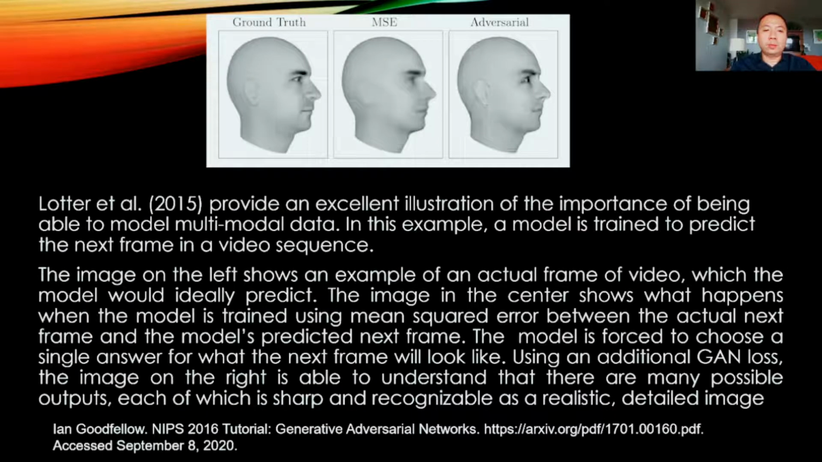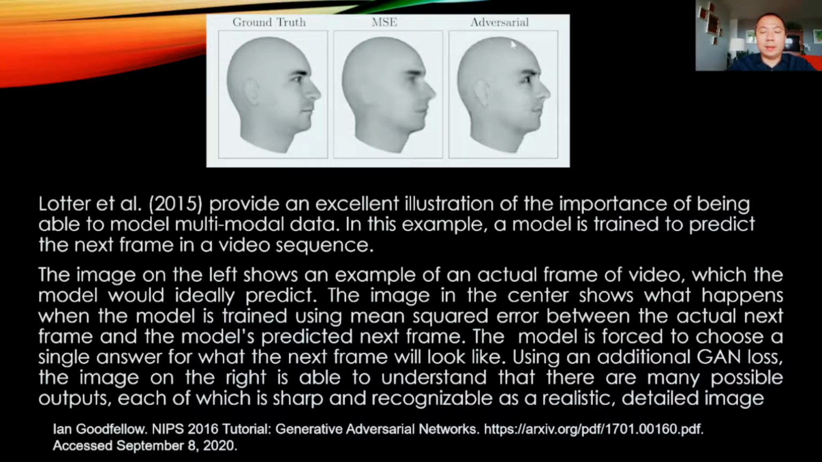And then in 2015, Lotter and his colleagues provided an excellent illustration of the importance of being able to model multimodal data. In this example, you can see that the model is trained to predict the next frame in a video sequence. The image on the left shows an example of the actual frame of the video, which is the ideal, perfect image. And this is what happens when the model is trained using the mean squared error between the actual frames.